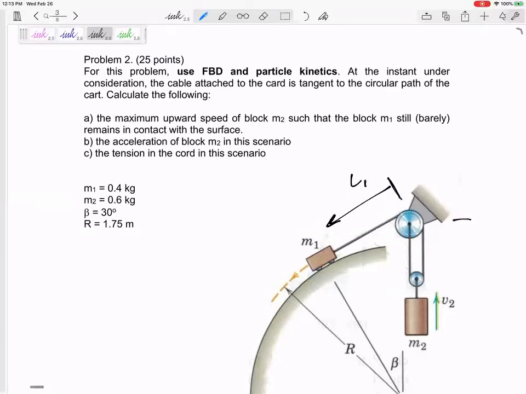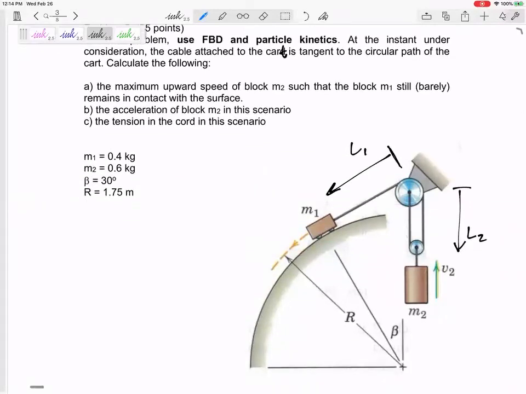L1, L2. Okay, so anyway, at this instant, and we're only looking at this instant, the cable attached to the cart is tangent, so all of it is in the tangential direction. At this instant, calculate the maximum speed. So calculate the velocity of block 2 such that block 1 barely maintains contact with the surface. Remember these types of problems. It's going so fast that it's about to fly off, but not yet.